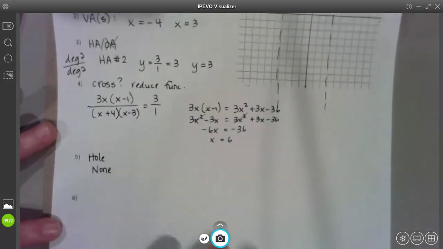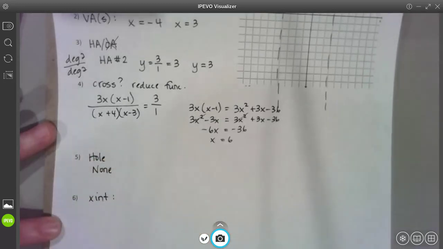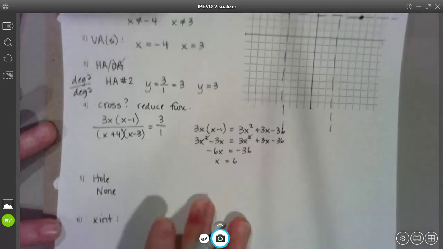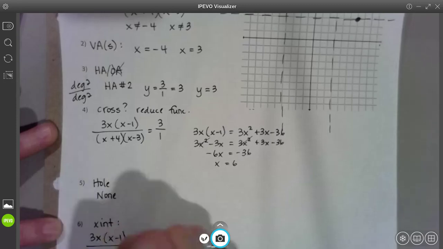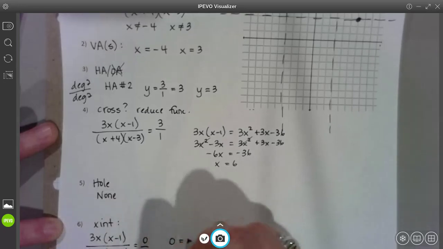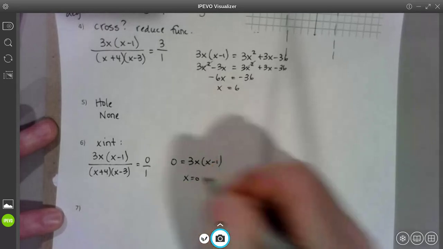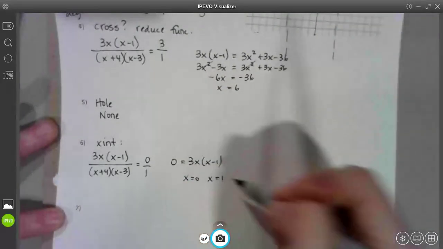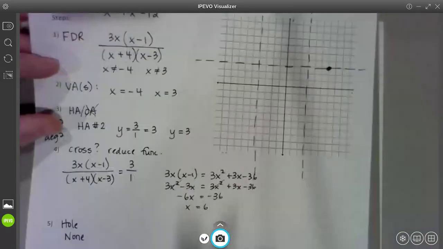All right. The x-intercepts and y-intercept. The x-intercept, set the function equal to 0 and solve. I'm going to try and do this before the bell cuts me off. All right, so I'm going to get 0 equals 3x times x minus 1. It looks like I'm going to have two x-intercepts, right? Set this factor equal to 0, x equals 0. Set this one equal to 0, and x equals 1. I have an x-intercept at 0, and I have an x-intercept at 1.